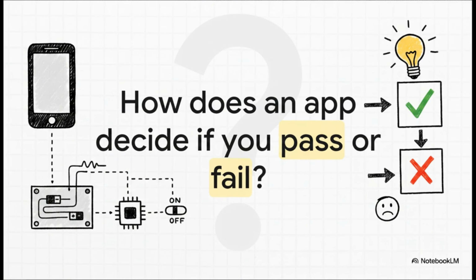So, to kick things off, let's think about a really simple question. Imagine an app for school that tells you instantly if you passed your exam. How does it do that? How can a bunch of wires and circuits make a judgment call between pass and fail? Let's pull back the curtain on that little mystery.